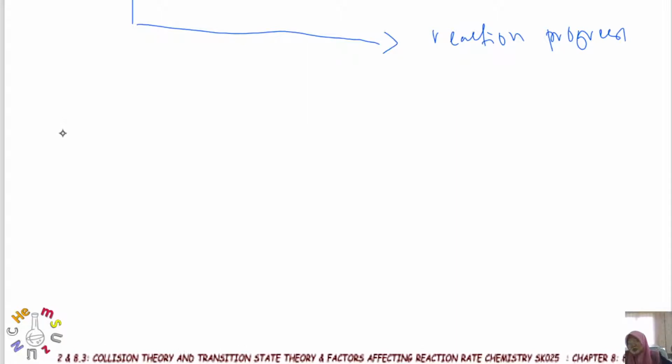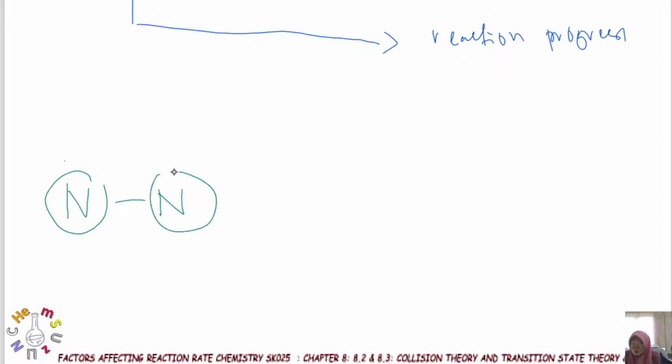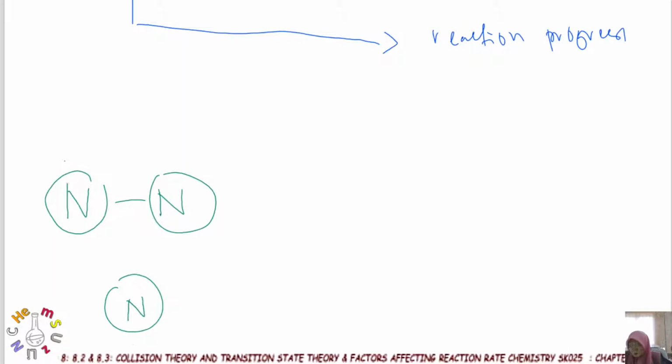So, kita try nitrogen dulu. Okay, madam lukis nitrogen. Madam nak lukis nitrogen tu dalam bentuk nitrogen atom macam ni ke, secara horizontal ke secara vertikal? Which one is your choice? Horizontal ke vertikal?